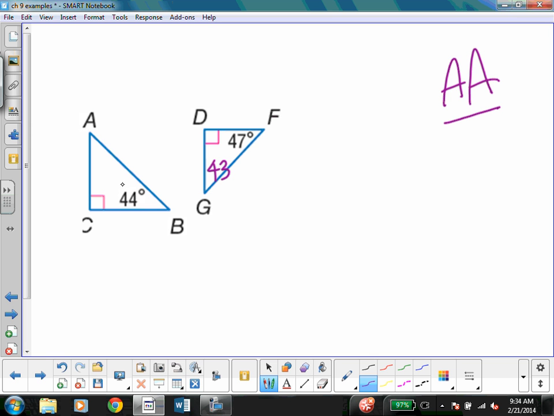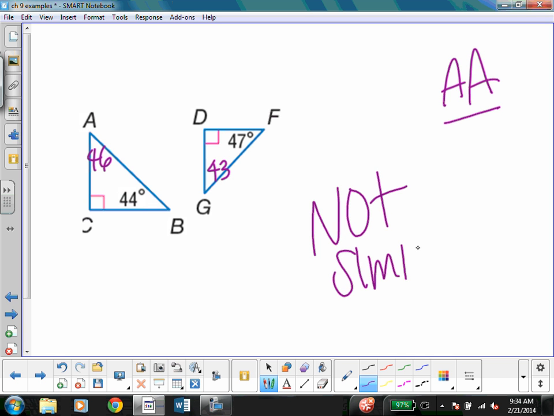And in the first triangle here, I will combine the 90 and the 44, and then subtract that from 180, which I found angle A to be 46, which means that these two triangles are not similar, because all of the angles are not congruent. All the angles do not have corresponding parts.